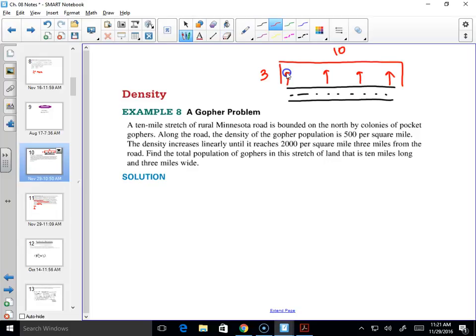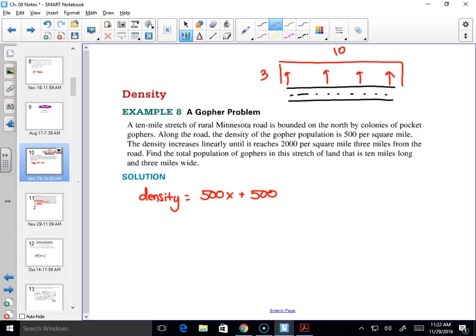Yeah. 500k. So we can say that our density is equal to 500, t? No, I guess we could just do x, right? I guess it doesn't matter which one we use, plus our initial 500. So that's our function for density.